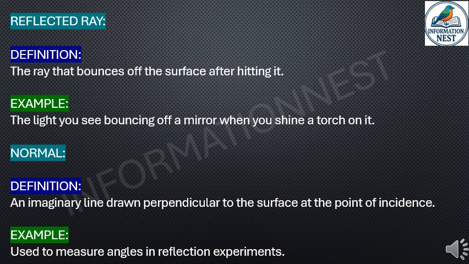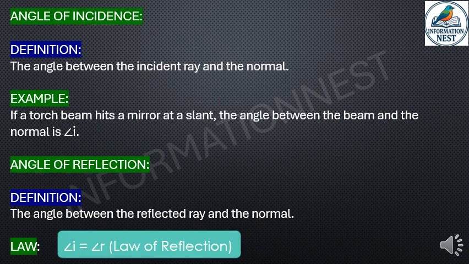Not your average ray, but an imaginary line drawn straight up, perpendicular to the surface at the point where light hits. It is super helpful in experiments because it helps us measure angles and understand how light behaves. Think of it as a referee in a light match, keeping everything in line. Let's get into some light geometry. Don't worry, it's cooler than it sounds.